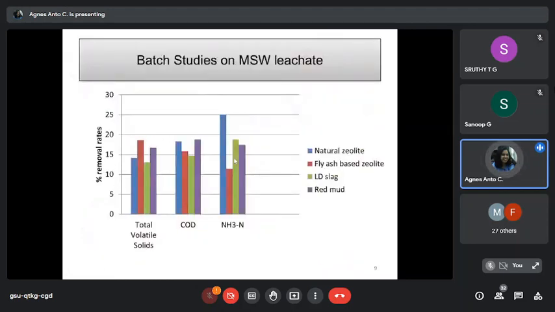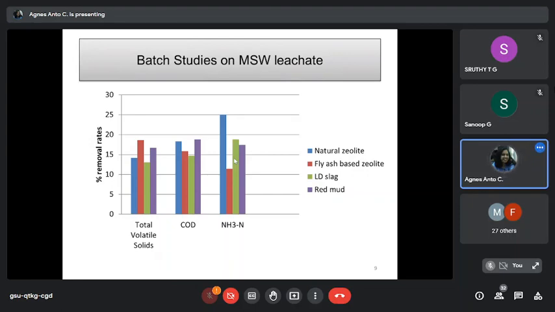And I have conducted a very preliminary or rudimentary study on seeing how these materials can be used for remediating municipal solid waste leachate. In this very preliminary study I have used natural zeolite, which is a mordenite, then zeolite made from fly ash, so fly ash based zeolite, and LD slag and red mud as they are. I've not gone for any surface treatment or any pre-treatment. Whatever sample I got, I've used as it is, and I've seen how the removal is possible when I've mixed it.